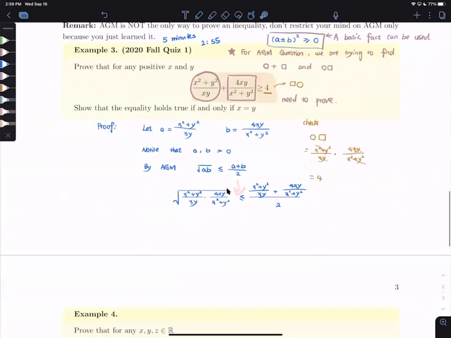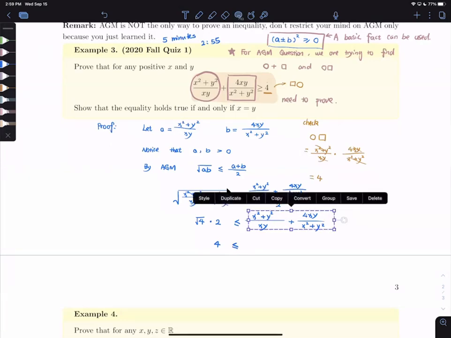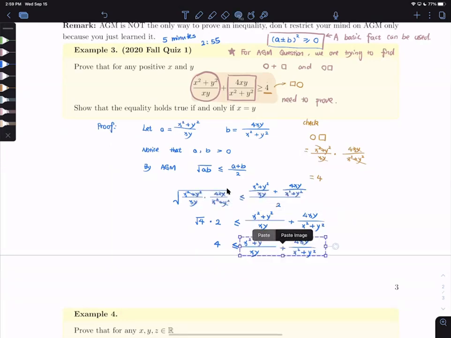Now we simplify this. This cancels out, this cancels out, so this will give you square root of 4 times 2. So this 2 comes from this side. Multiplied by 2 is less than or equal to x squared plus y squared over xy plus 4xy over x squared plus y squared. And this side is 4. So 4 is less than or equal to this. And you can see that's exactly what we need to prove. So we're done.